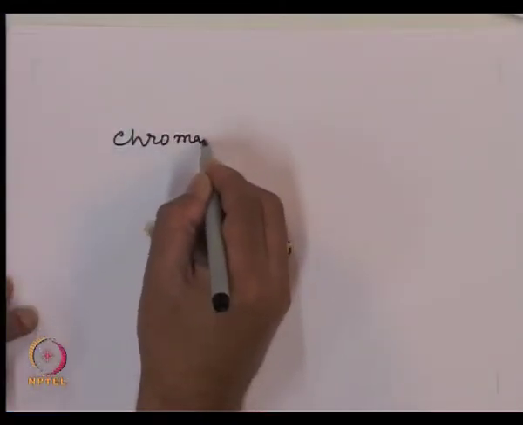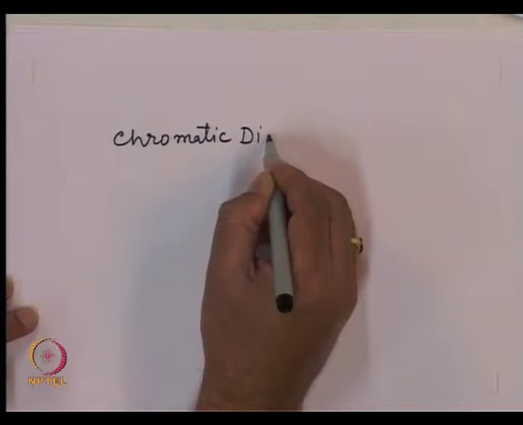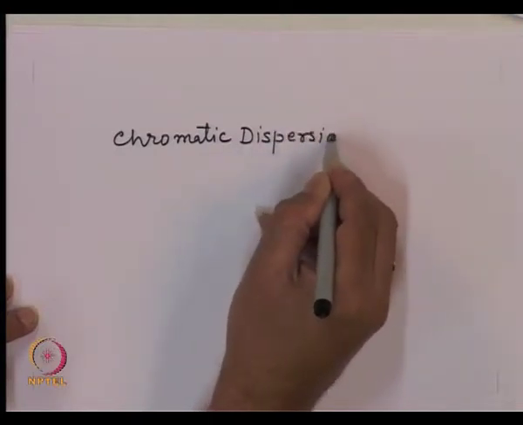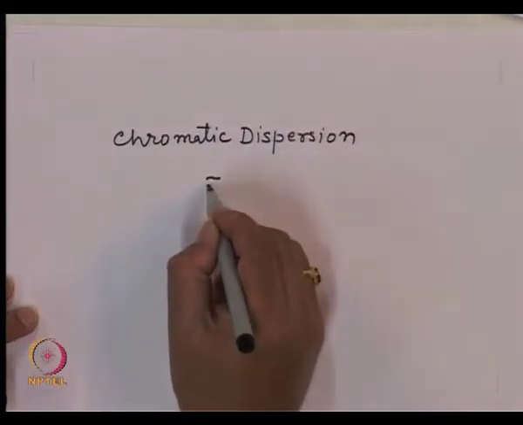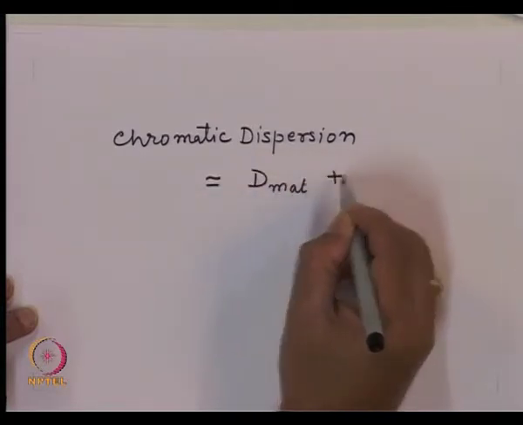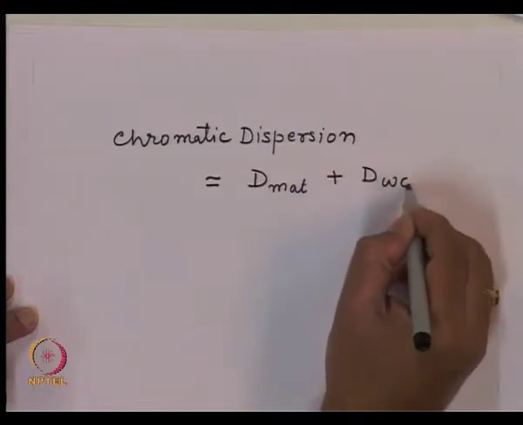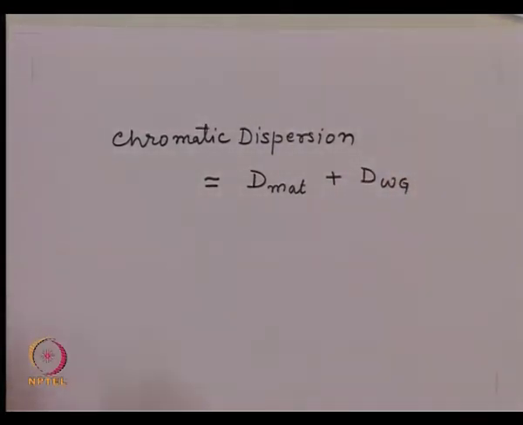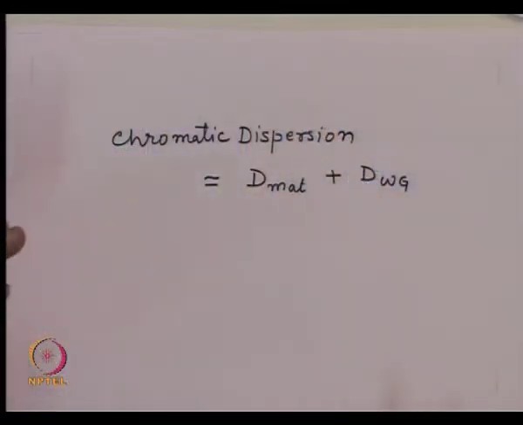So we have a quantity called chromatic dispersion, and this is approximately equal to the material dispersion plus the waveguide dispersion. So we have calculated now the material dispersion from the properties of the glass. We have calculated now the waveguide dispersion, and if we combine these two, we will get the net dispersion on the optical fiber.